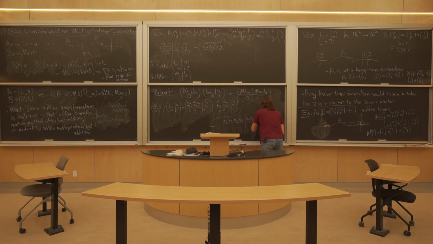M11 A1 plus M12 A2. That's the first row. Second row, again, is the same. Let me not write it. Here you see I'm going to get just M21 A1 plus M22 A2.